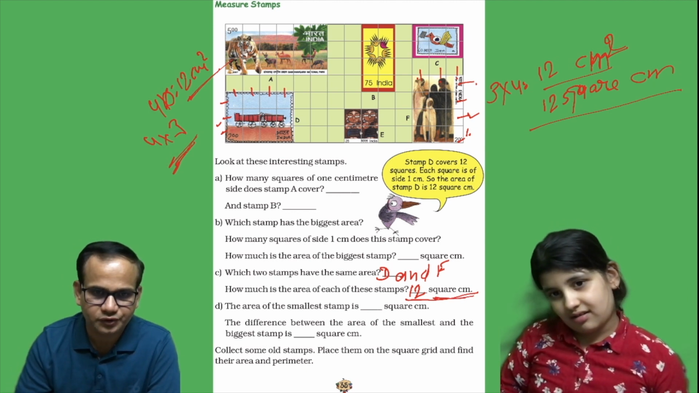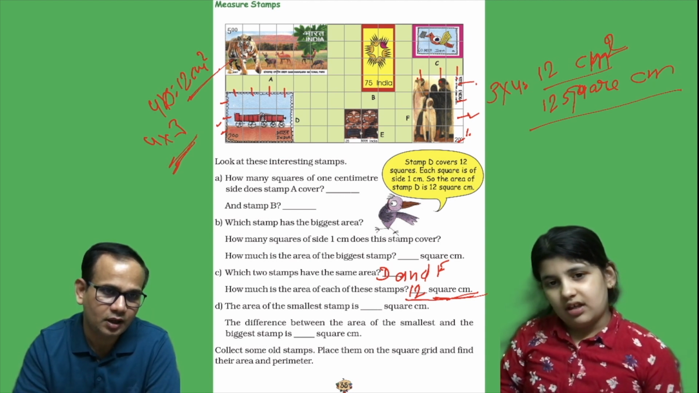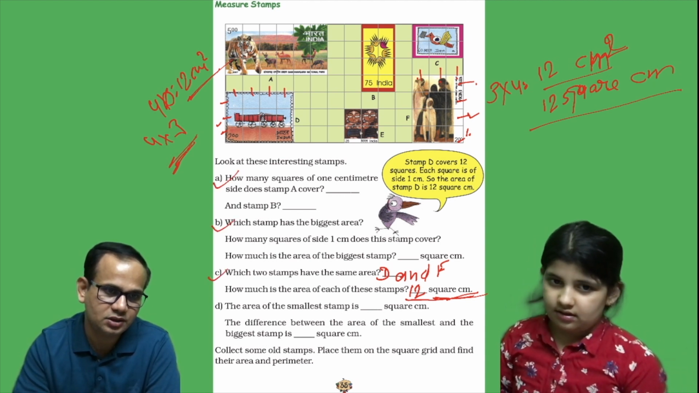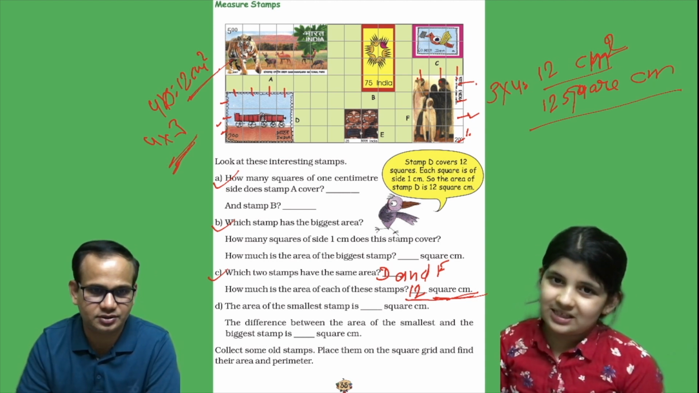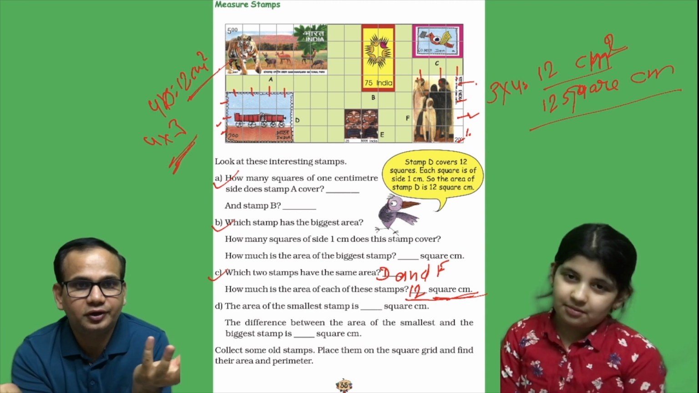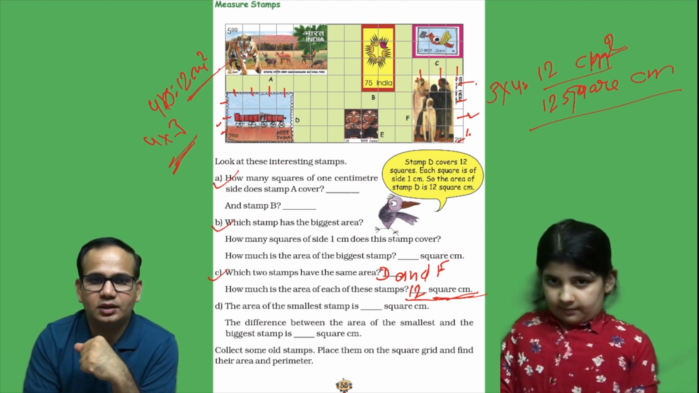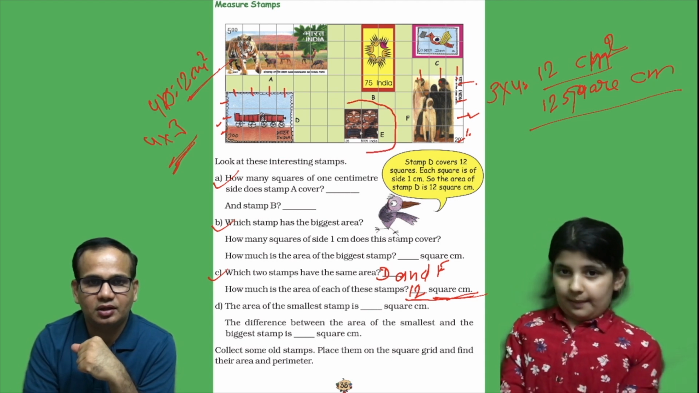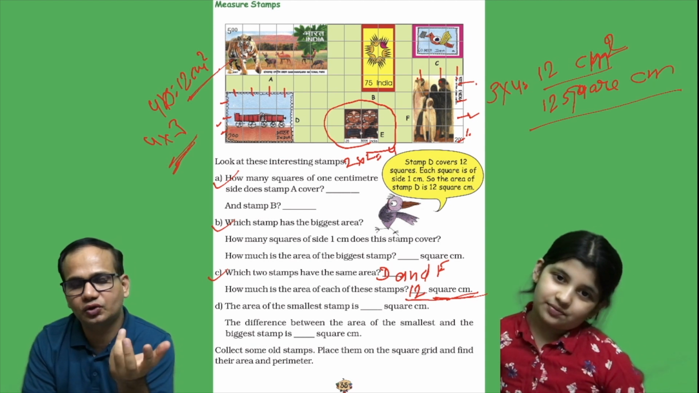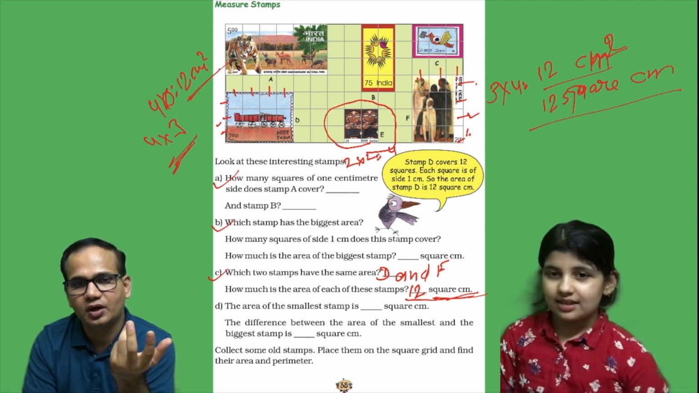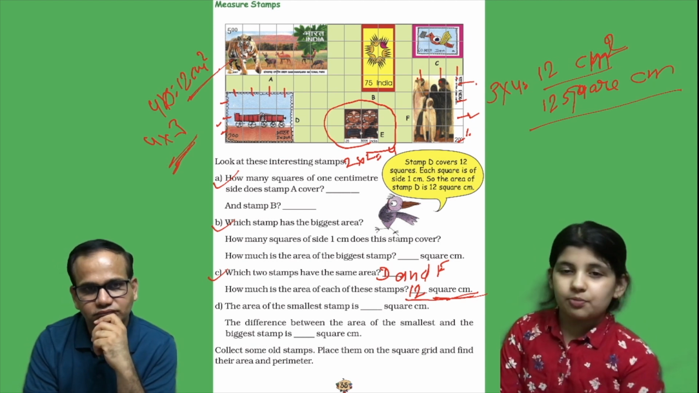Yeah. That's what is written here, Avisha. Let's go. We have got A, B and C, and now D. The area of the smallest stamp is, first you have to tell me which one is the smallest. E is the smallest, because 2 multiplied by 2 is equal to 4, the length is 2 and the breadth is 2. So the answer is 4, and in here the smallest one is 4.